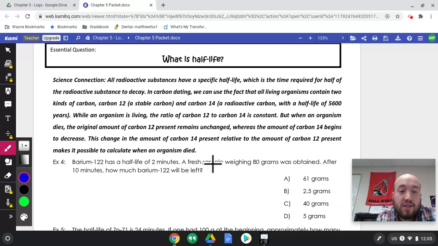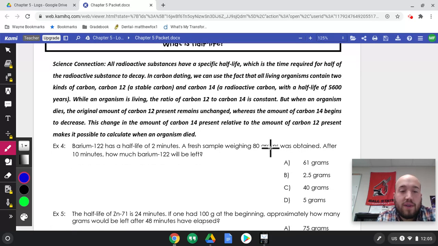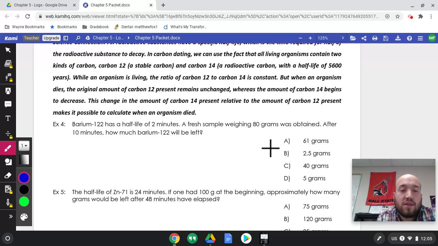Now, while an organism is living, the ratio of carbon-12 to carbon-14 is constant. But when the organism dies, the original amount of carbon-12 present remains unchanged, because it was stable, whereas the amount of carbon-14 begins to decrease. This change in the amount of carbon-14 present relative to the amount of carbon-12 present makes it possible to calculate when an organism died. So as long as we know the half-life, which we do, it's 5,600 years, we can compare that. Now, half-lives can also be used in other ways. If you go into science, chemistry, medical field, you'll have to worry about these half-lives. Especially with medicine, they can be something that can impact someone's life.